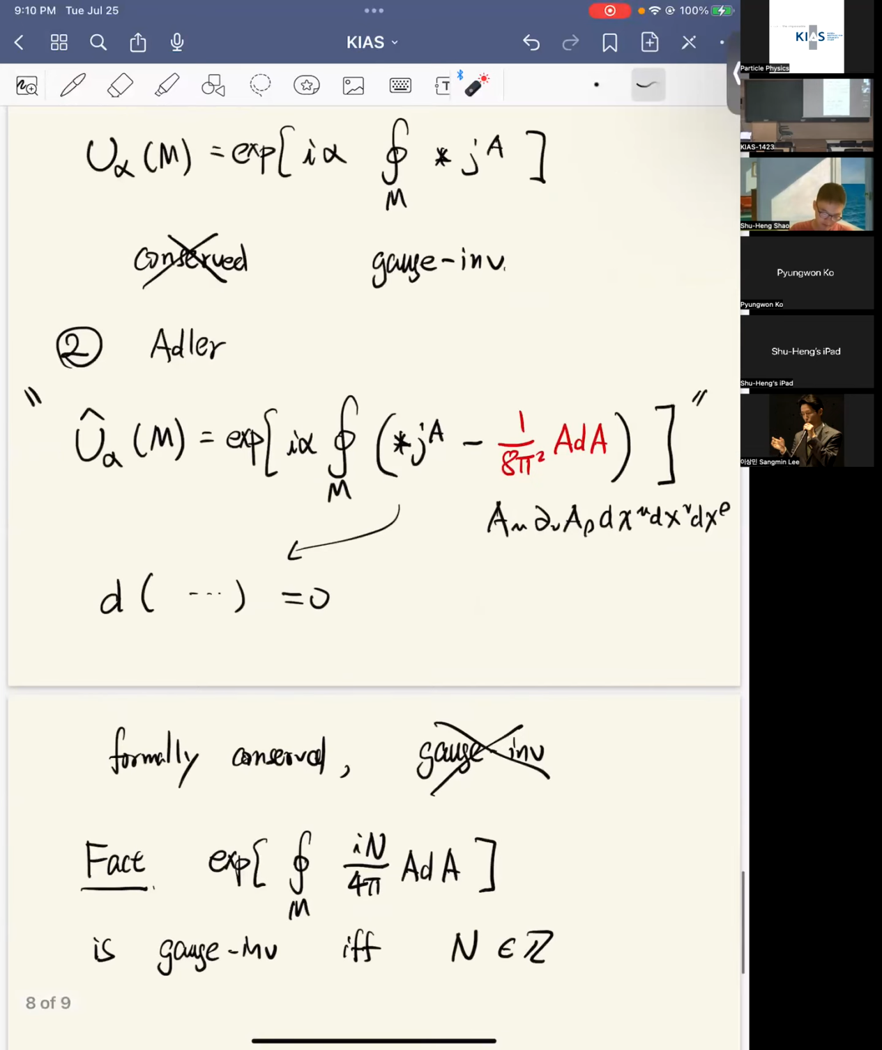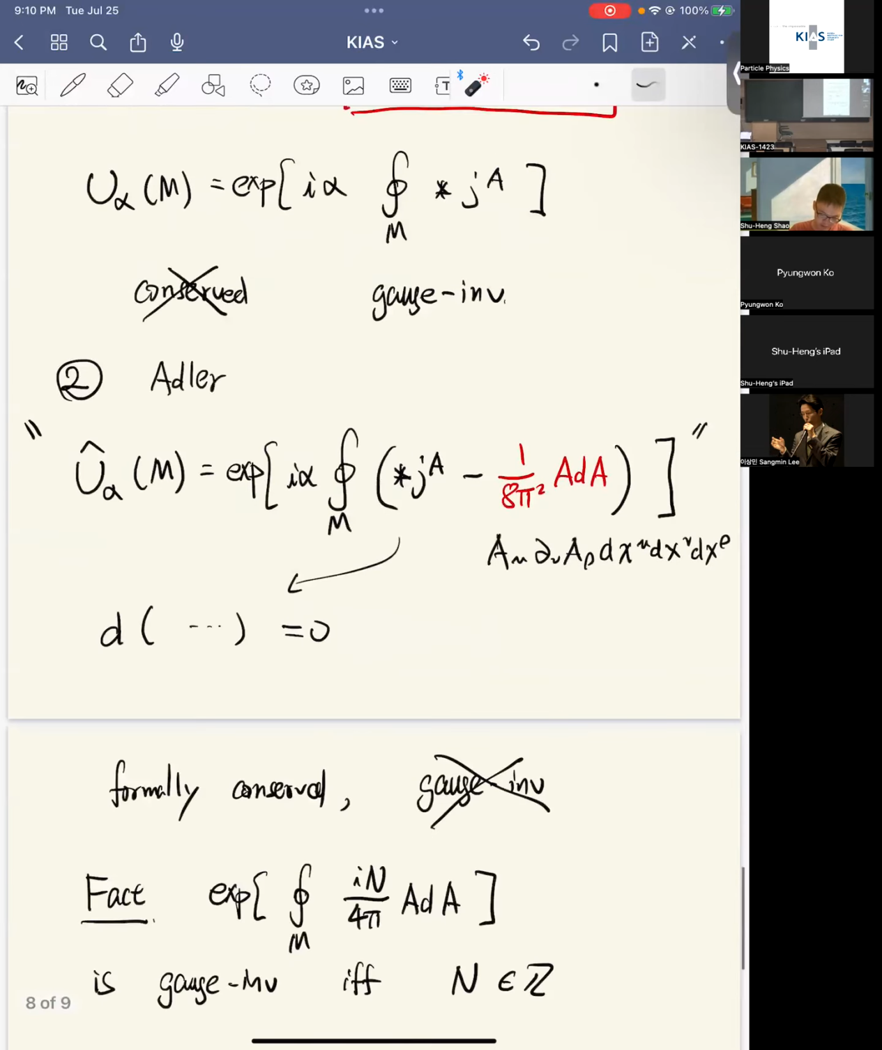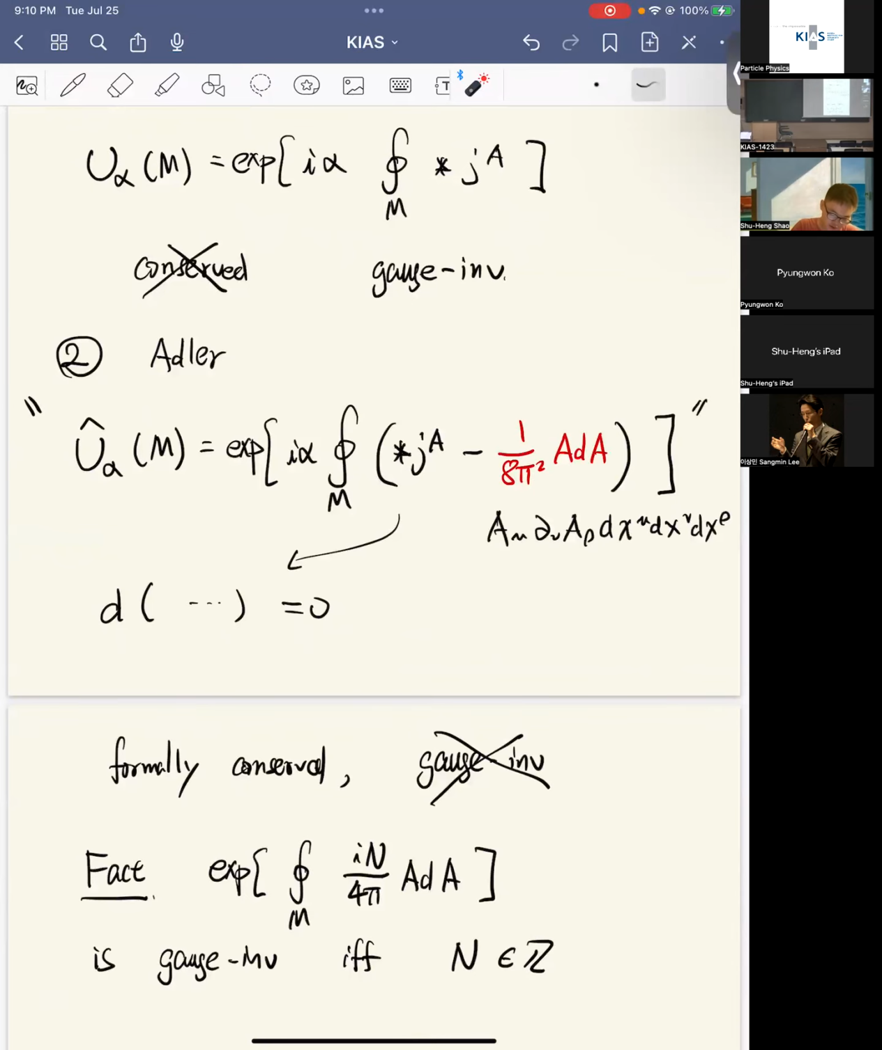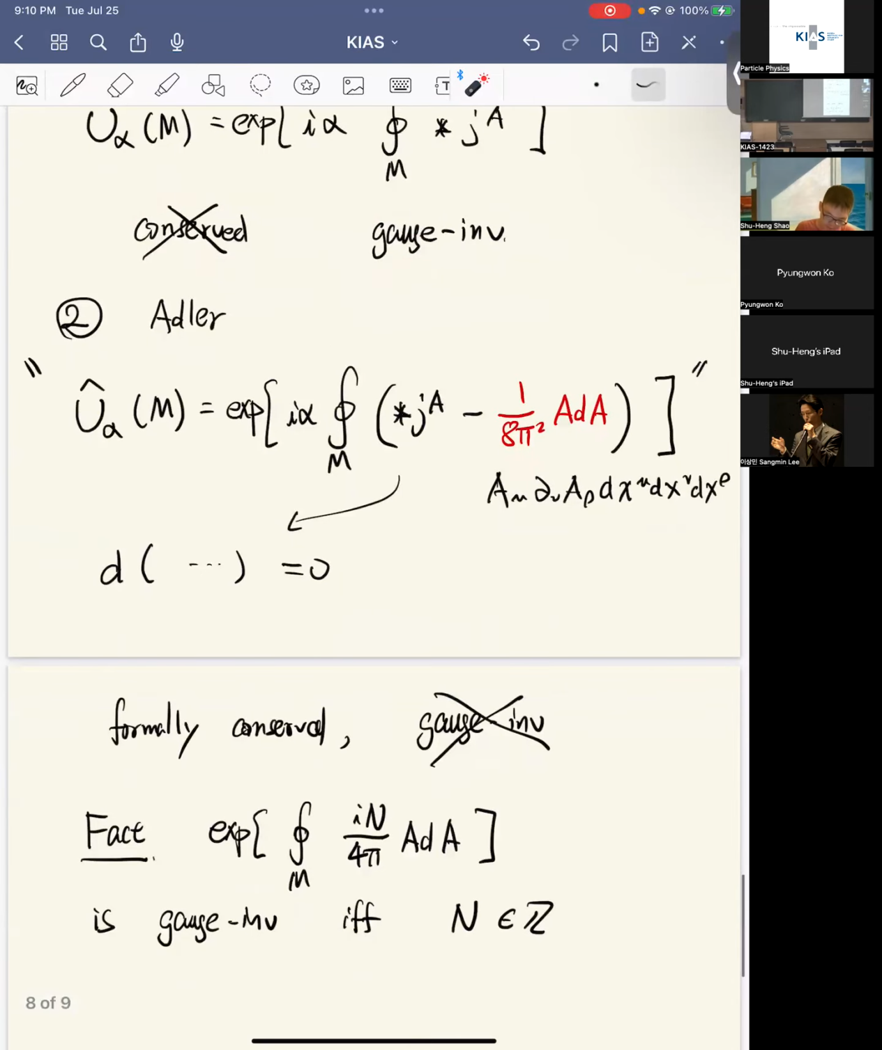So we seem to have a dilemma. We either have a gauge invariant operator that's not conserved, or we have a formally conserved operator but it's not gauge invariant. And that's why I put it in quotation marks. And that was the status back in '69. We just failed to come up with the exact conserved quantity.